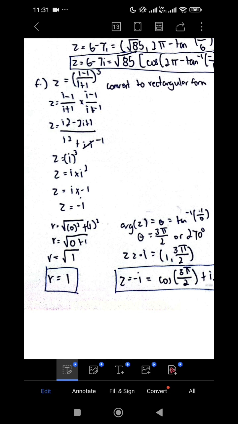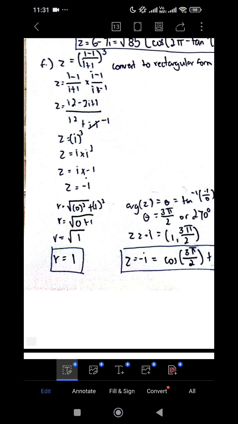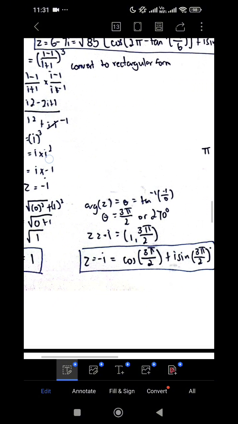We will cancel the minus 1, and the value is going to be z is equal to parenthesis i, quantity squared. Then we bring down the i, so we will get i multiplied by i squared. Then we will get i times negative 1. Then the value is simply negative i. Then r is equal to 0 because the value of x is none. So square root of 0 is 0, plus square root of 1 is 1. So we'll get r is equal to 1.